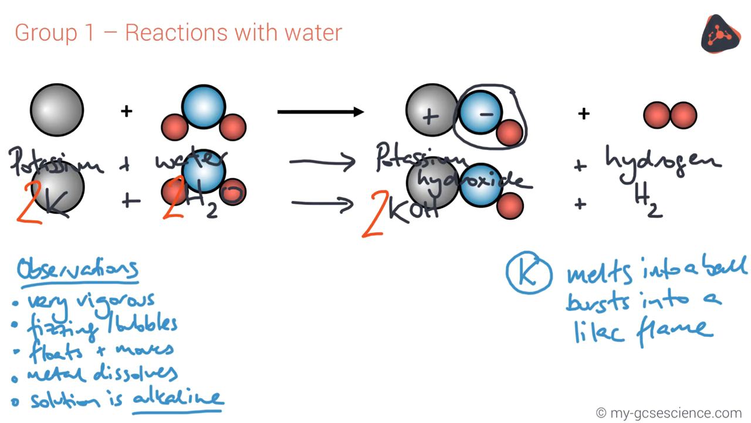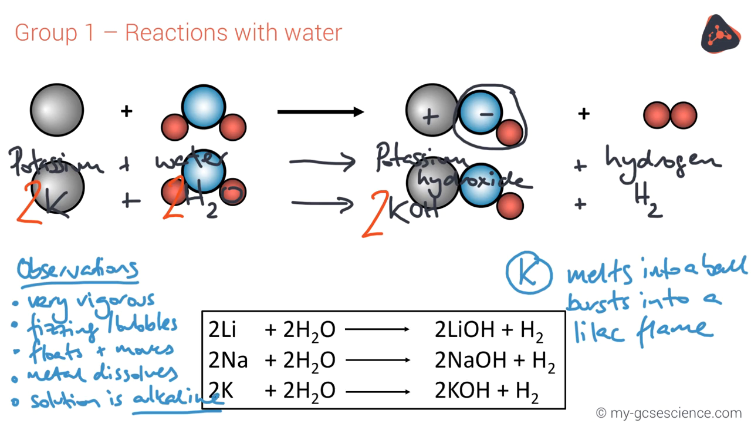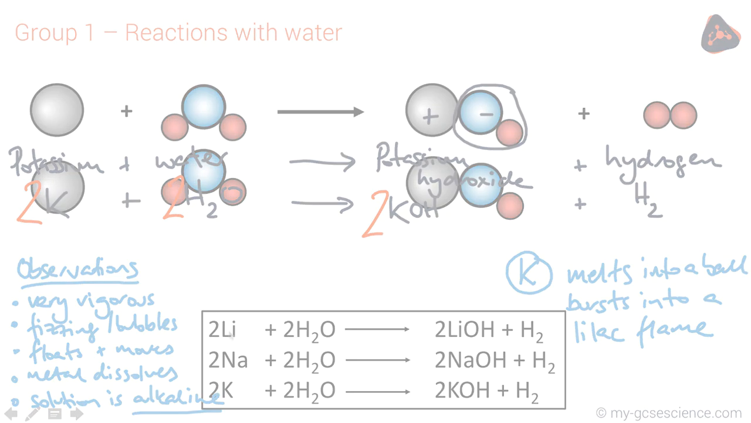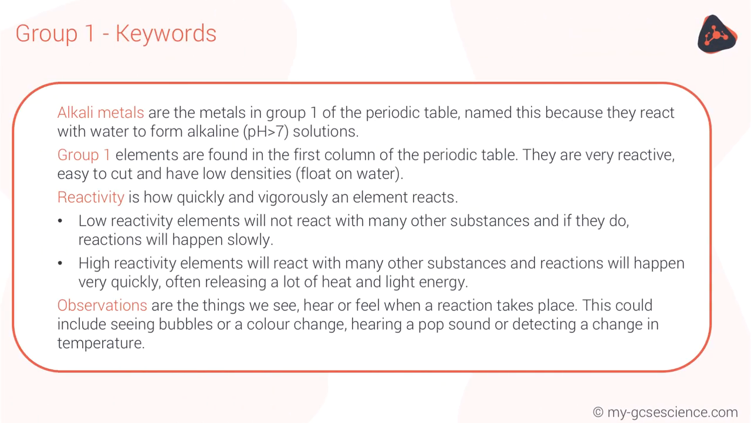As with the other reactions, the equations are the same for all the group 1 metals, exactly the same pattern with the same balancing, because they have the same number of electrons in their outer shell. This concludes our video about group 1 metals. The main keywords we've covered today are listed below.